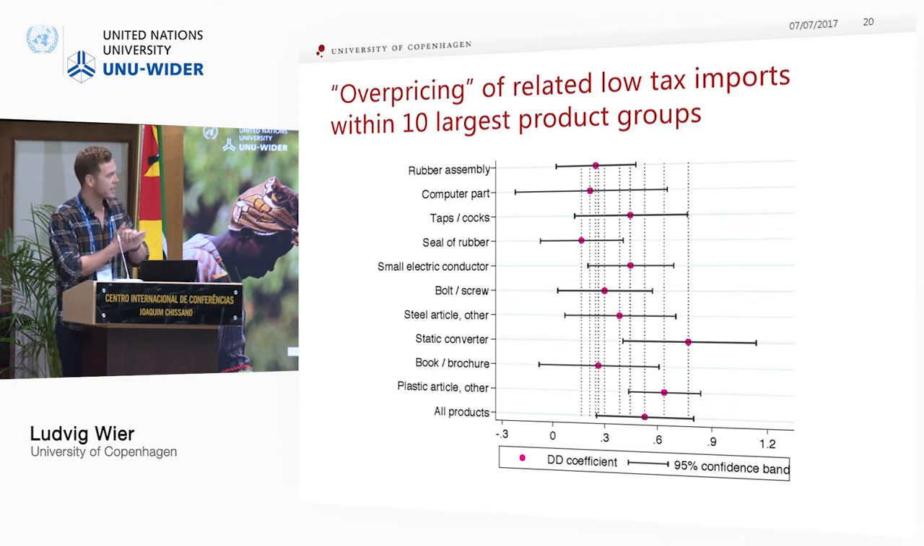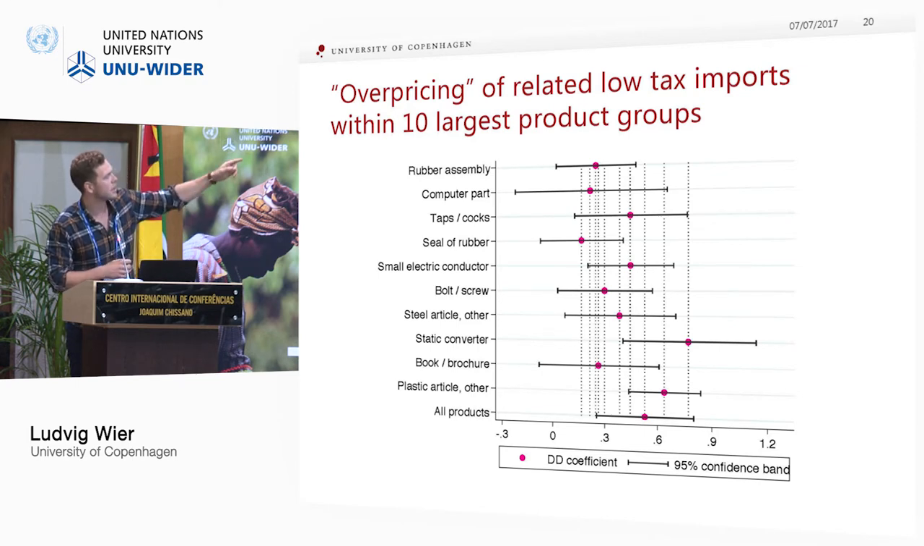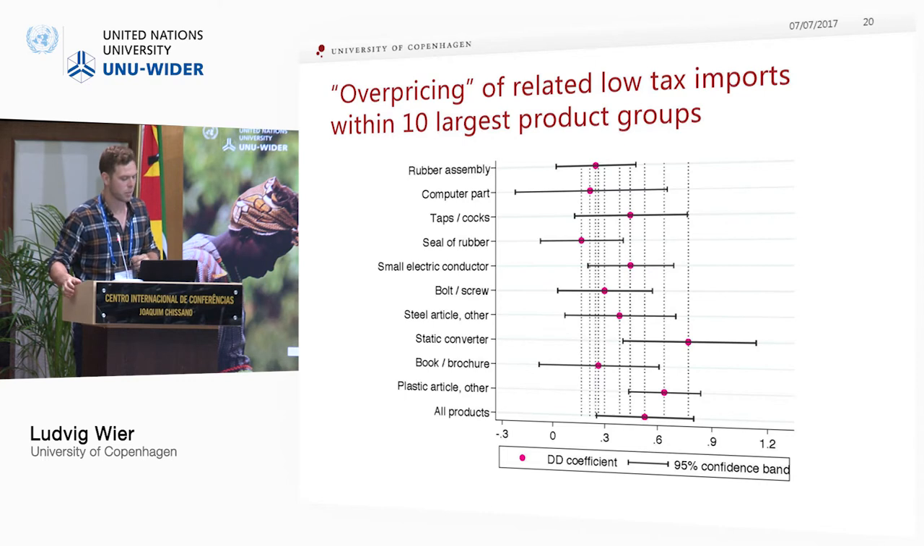So when you have these product categories, a natural next step would be to do the same analysis I did before, but now within categories. So we saw that on average, that's the bottom part here, the all products line, we saw the 60%, right? Just average unit prices from low-tax destinations seem to be overpriced by 60%. Now you can do that same analysis just within a computer part or specific taps and cocks or the seal of rubber. That was the patches for puncture repair. So you can do this aggregate analysis just within each product category. And as you can see, in some way, the estimate actually remains within the same ballpark.